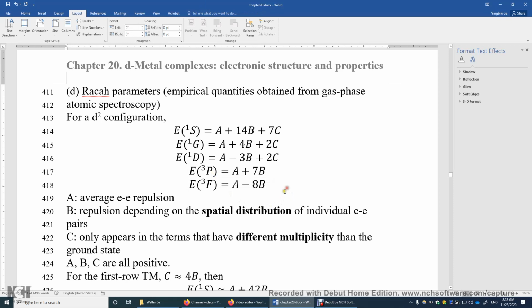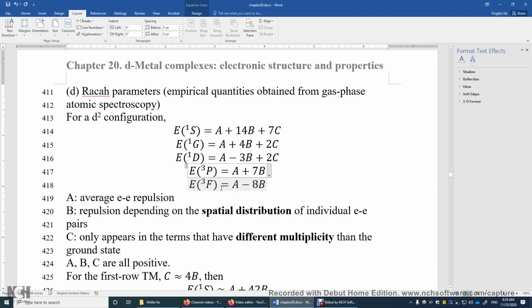And empirically, we can determine this Racah parameter B. And we know this 3P has 15B. Okay, 7B minus minus 8B, you get a 15B difference between 3P and 3F. This 3P sits 15B above 3F. Later, I'll show you the B values for different transition metals.